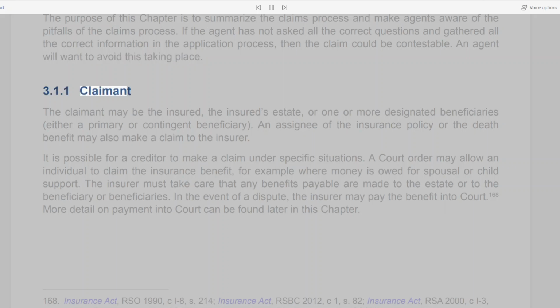3.1.1 Claimant. The claimant may be the insured's estate, or one or more designated beneficiaries, either a primary or contingent beneficiary. An assignee of the insurance policy or the death benefit may also make a claim to the insurer. It is possible for a creditor to make a claim under specific situations. A court order may allow an individual to claim the insurance benefit, for example where money is owed for spousal or child support. The insurer must take care that any benefits payable are made to the estate or to the beneficiary or beneficiaries. In the event of a dispute, the insurer may pay the benefit into court. 168. More detail on payment into court can be found later in this chapter.